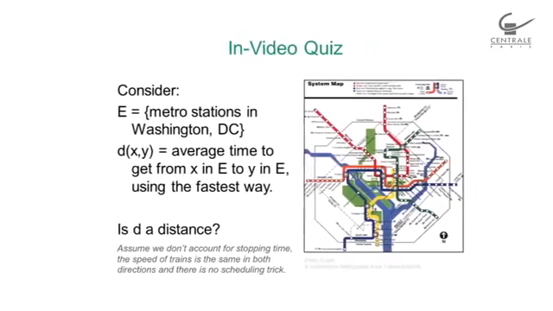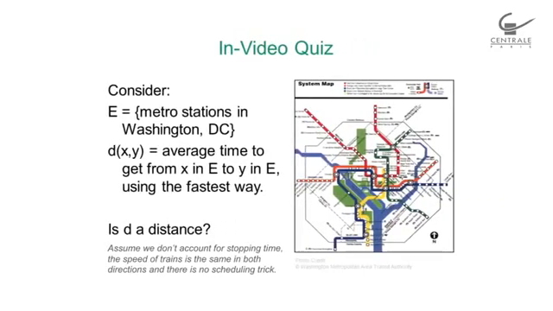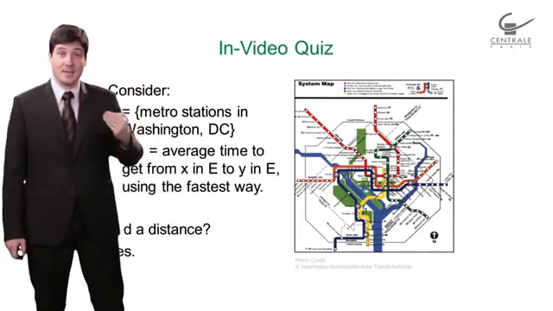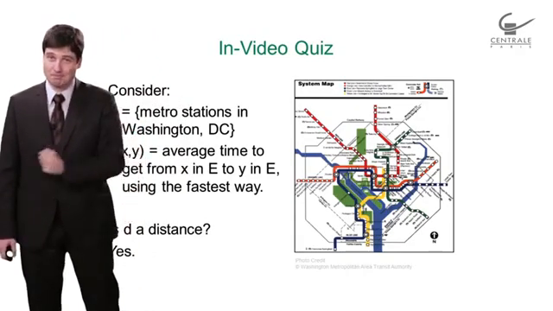Fourth criterion, which is d(x,y) smaller than d(x,z) plus d(z,y), which by the way is called the triangular inequality. Well, this one is true as well, because it takes less time to go from x to y directly than to go through another metro station. And indeed, if you go from Metro Center to L'Enfant Plaza directly, it is faster than going to Silver Spring, Maryland, obviously. So all four criteria are met. That means that D is a distance function.